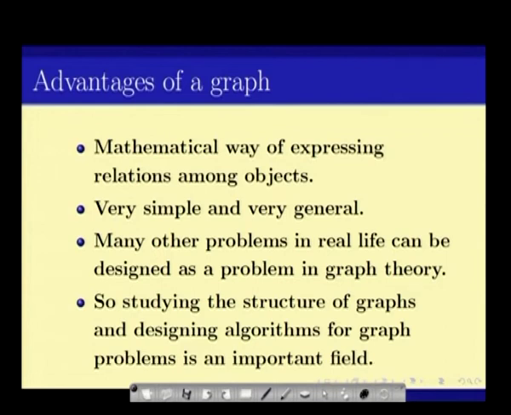So, the advantage of graphs is that it is a very mathematical way of expressing relationships among objects. It is very general and simple. It has lots of applications. In particular, many real life problems can be converted to graph theory problems, and thus studying the structure of graphs and designing algorithms is a very important subject in this field of algorithms.